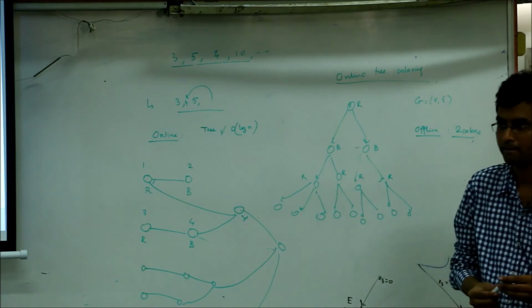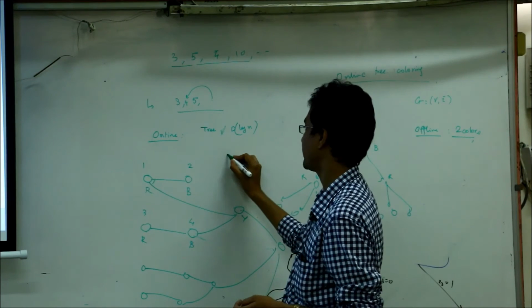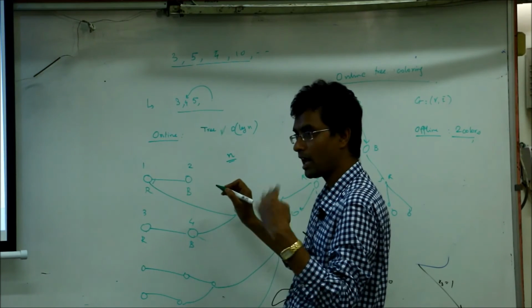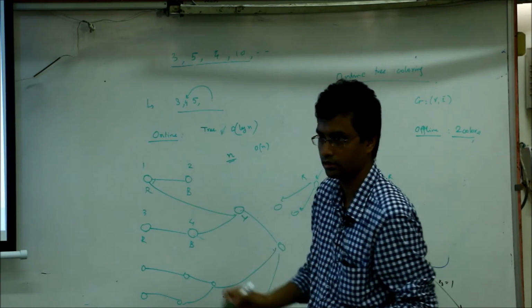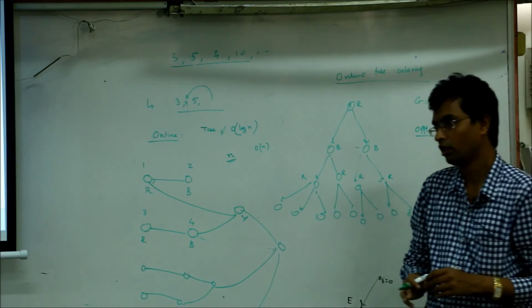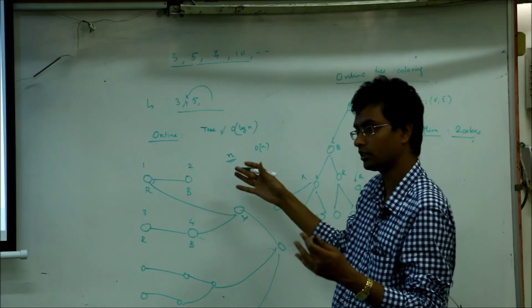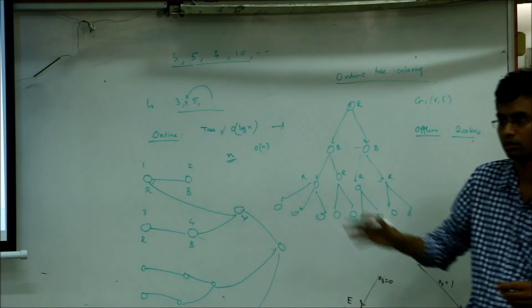Some means some bounded. If there are n vertices which have arrived, then in the amortized case you can change the color of at most order n vertices, some constant fraction of the total vertices. So if you are allowed to change the colors, can you get a constant competitive ratio? That's one problem which we are looking at.